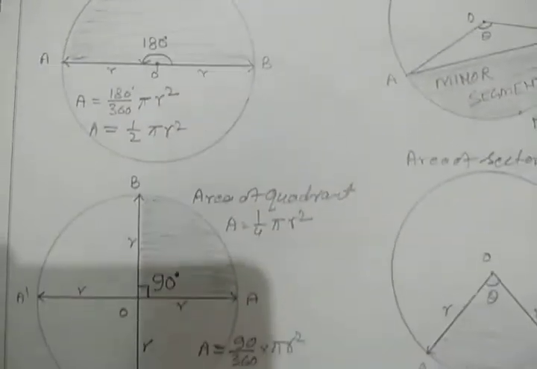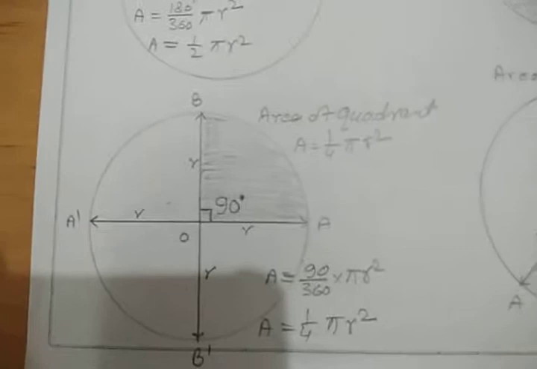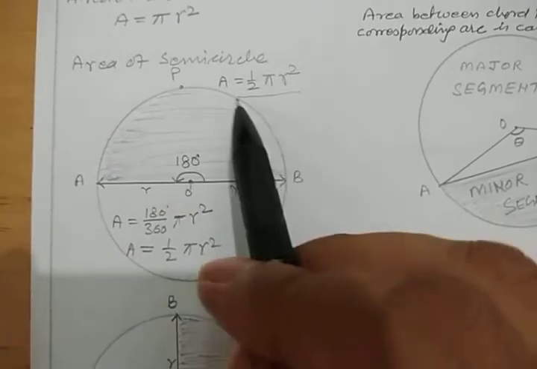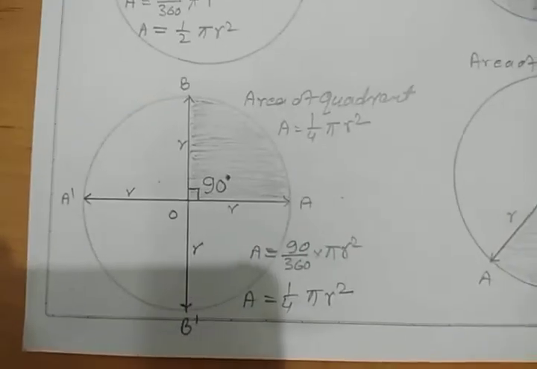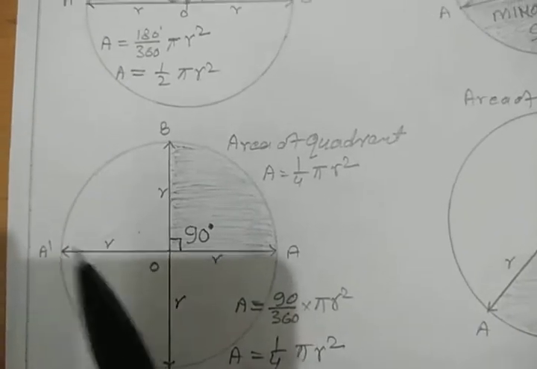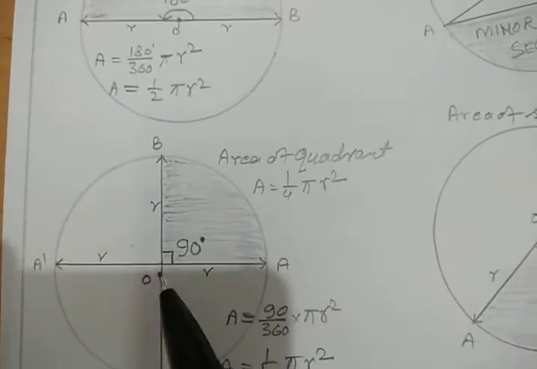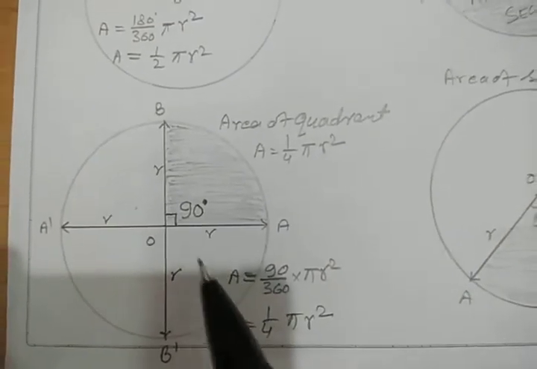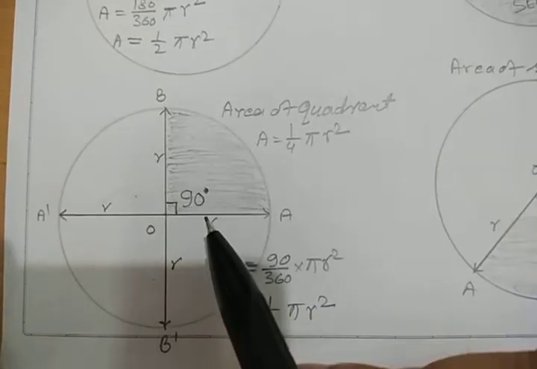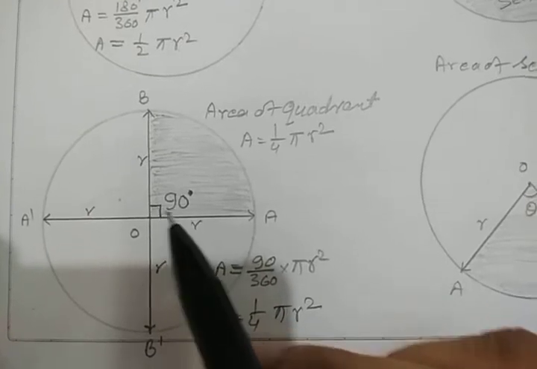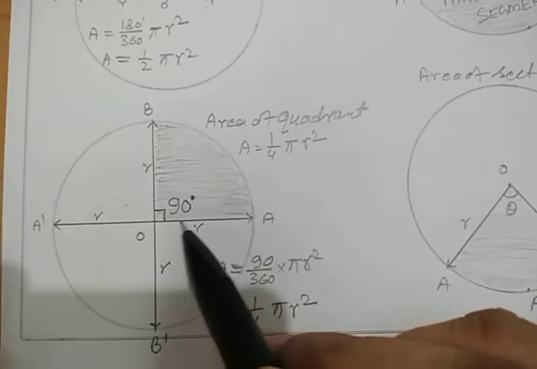Move on to the another one. Look at here, area of the quadrant. So we have seen clearly the center angle here is 180 degree, so area is 1 by 2 pi r square. Now in this figure, this entire circle is divided into 4 equal parts. That means OA, OB, OA dash and OB dash are all radii of this circle. And we know that if these two lines are perpendicular to each other, then the center angle is 90 degree. Here the center angle is 90 degree.